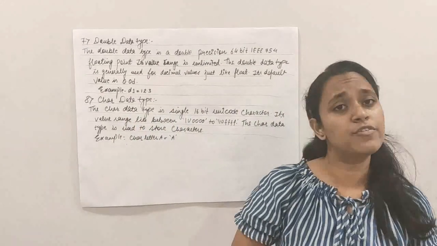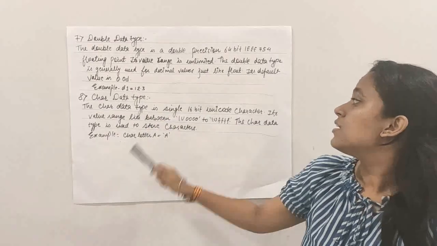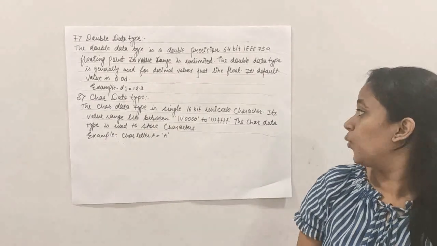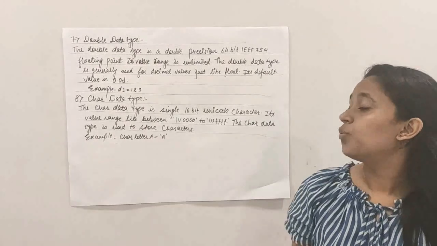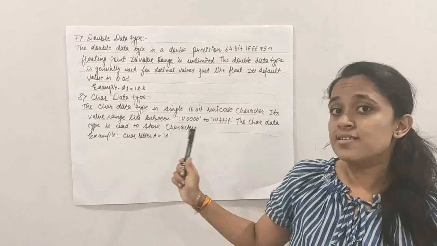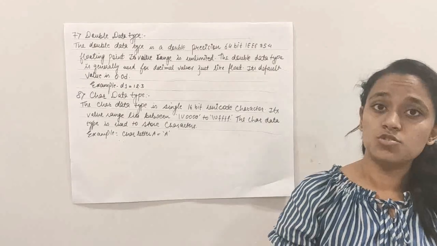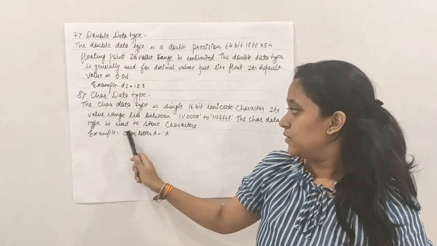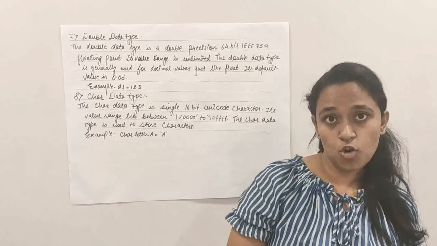Our eighth primitive data type is the char data type. The char data type is a single 16-bit Unicode character. Its value range lies between \u0000 to \uffff. It is an ASCII code. The char data type is used to store characters. For example, char letter A is equal to 'A' in single inverted commas.